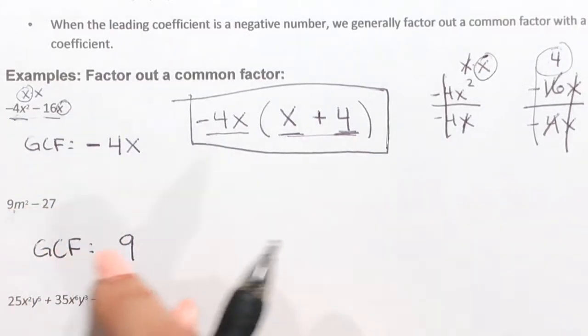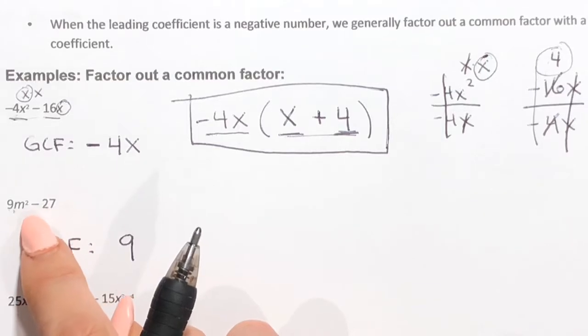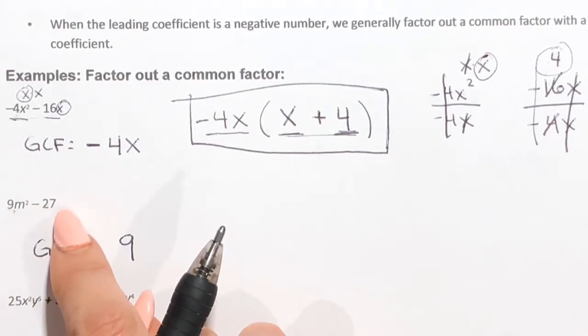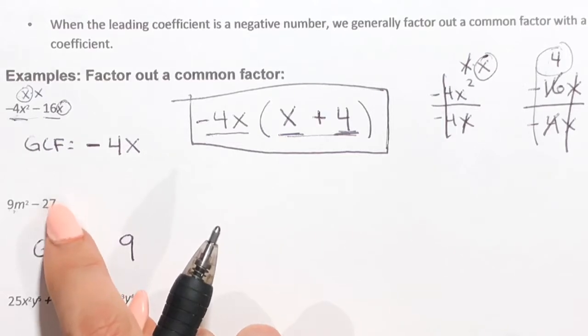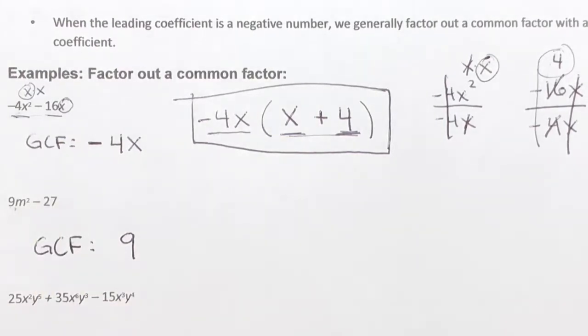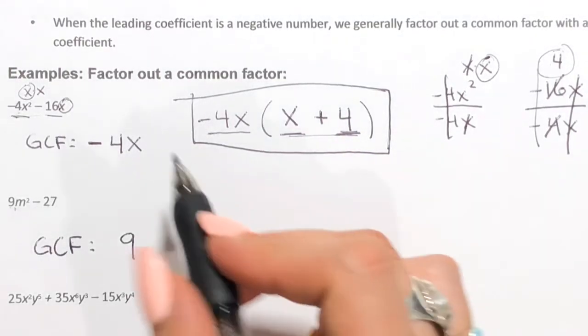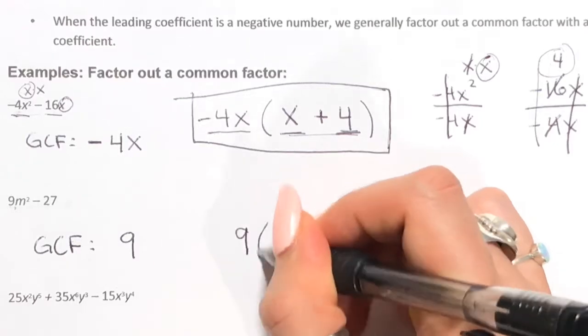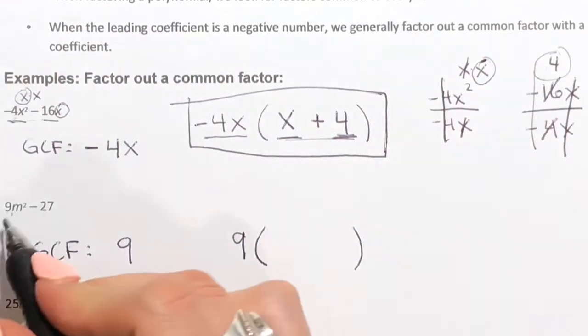And then after I look at the numbers, I look at the variables. But this one has an m squared, but this one doesn't. So I can't take any m's away if this one doesn't have any to give up. So our greatest common factor is just a 9 here. So if I want to write out the actual answer, I'm going to put the 9 in the front, and then whatever is left over on the inside.